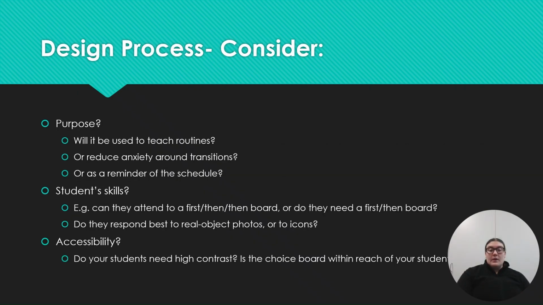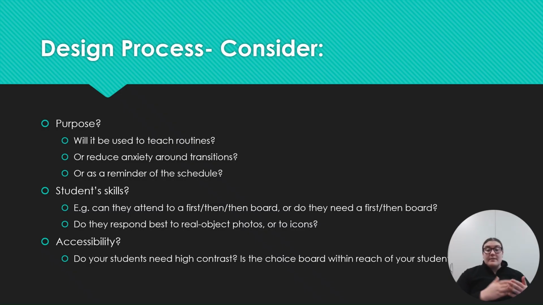When we're designing visual supports for the classroom, there's lots of things that we need to consider. The main things are purpose, a student's skills, and accessibility. So purpose, naturally the most important. Why are we making the visual support? What is the problem we're trying to solve? Will it be used to teach routines? Will it be used to reduce anxiety around transitions?